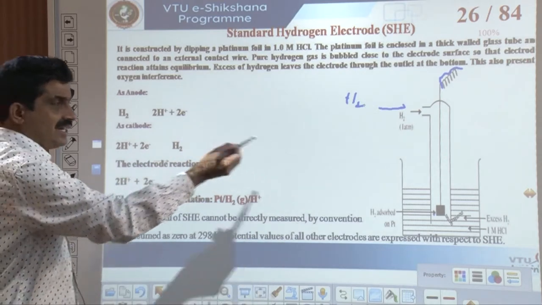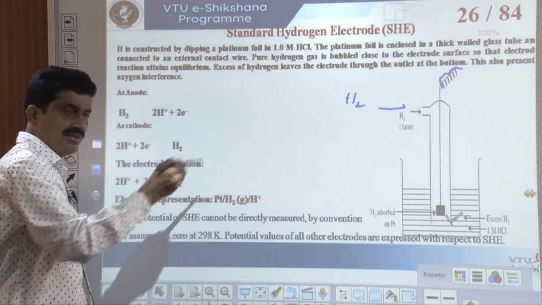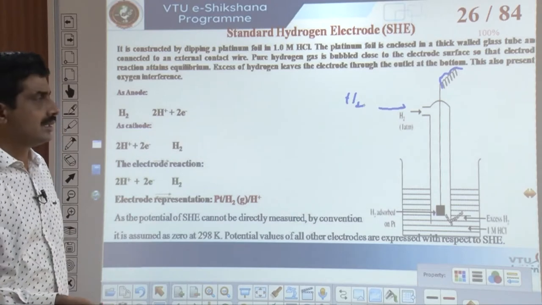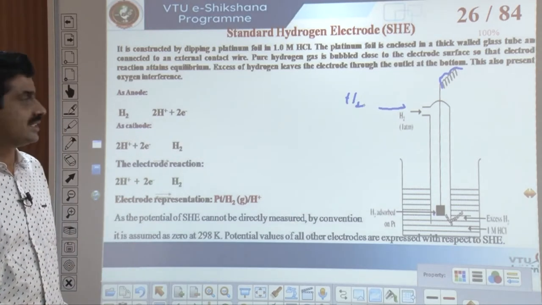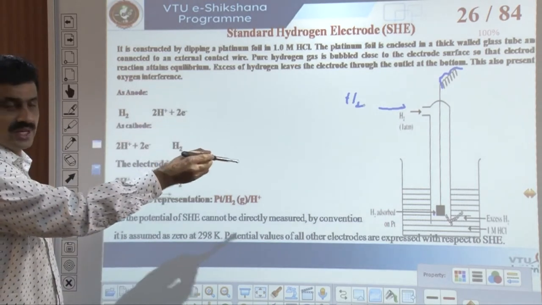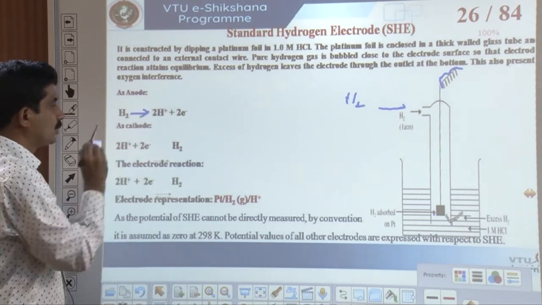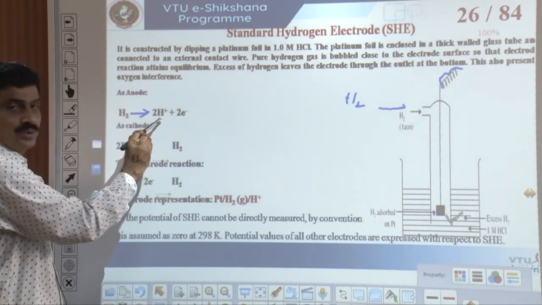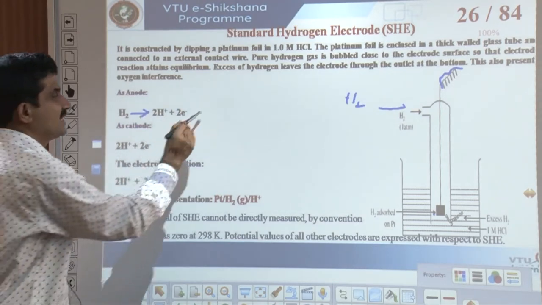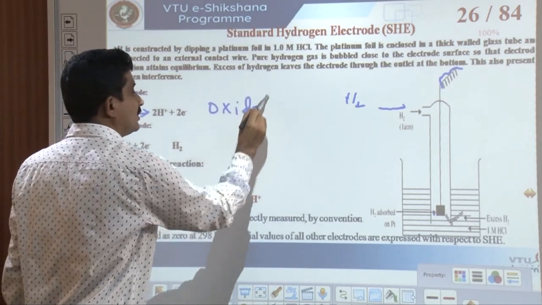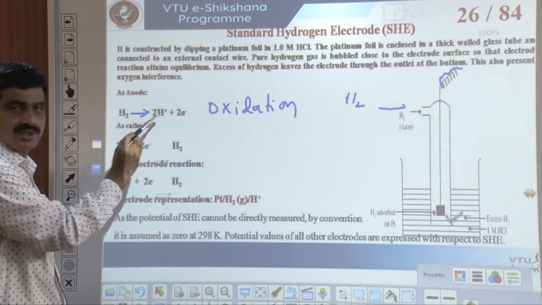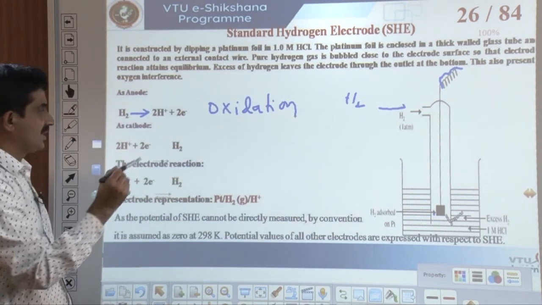This standard hydrogen electrode is a primary reference electrode. Being a primary reference electrode, it may act as anode or a cathode depending on the nature of the other electrode with which it is in contact. When it acts as anode, it undergoes oxidation. Hydrogen undergoes oxidation to give H plus ions and electrons are released. This reaction occurs when the standard hydrogen electrode acts as anode.